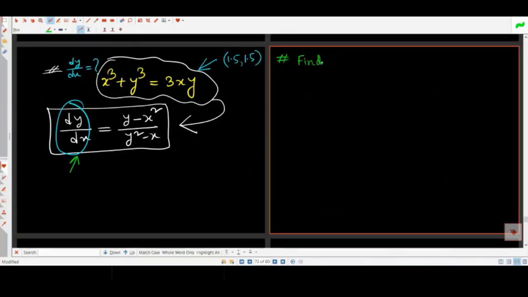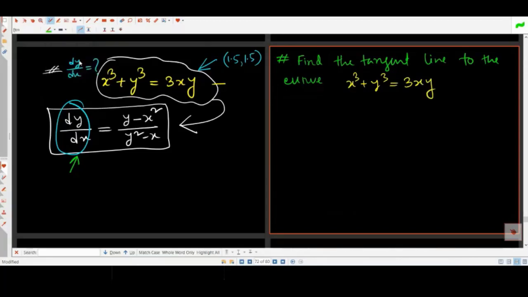The question may be: find the tangent line to the curve x cubed plus y cubed equals 3xy at the point (1.5, 1.5). You know that a tangent line is a straight line that touches a curve at a single point. So the point is given. For now, let's try to understand what the graph of this implicit function looks like.